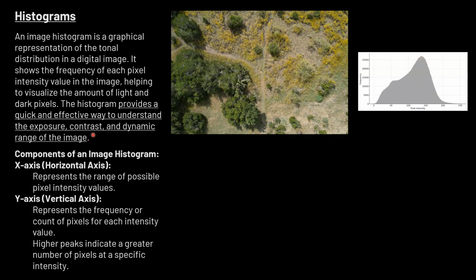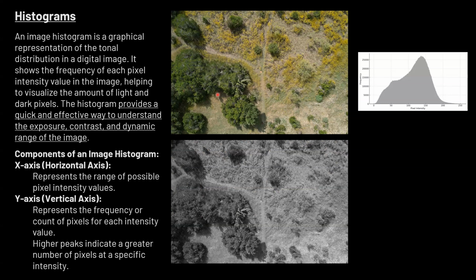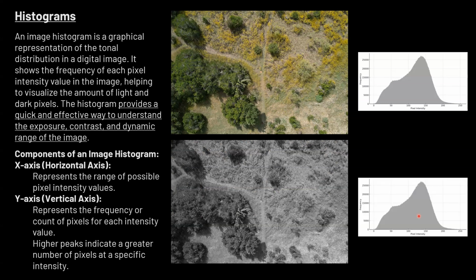Note that nowhere in this definition does it talk about color. Color does not come into play for this type of histogram. So if we took this same image and converted it to grayscale, we would actually get the exact same histogram. So this is all about the exposure, the contrast, and the dynamic range of the image. It isn't impacted by the actual colors.